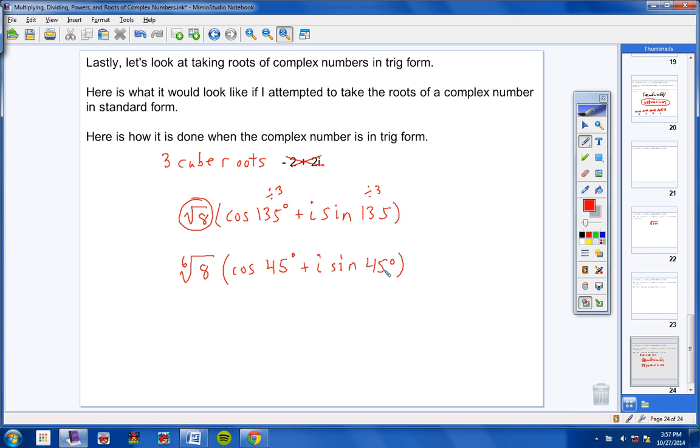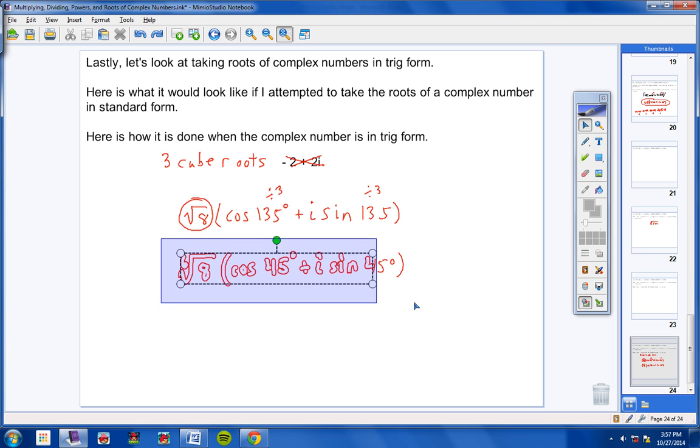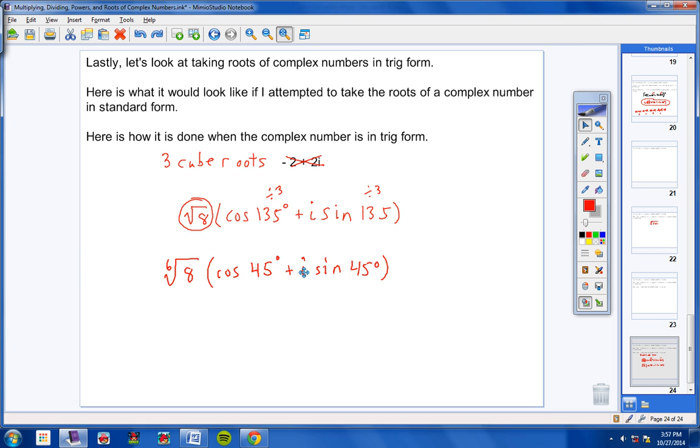Now, here's the thing. Let's review. We take our hypotenuse and we take the cubed root of the hypotenuse. If it was a square root, then we would take the square root of the hypotenuse. Next, we take the angle here and we divide it by 3. Now that we've done that, it looks like we're finished. The only problem is this, and please don't forget this, students.